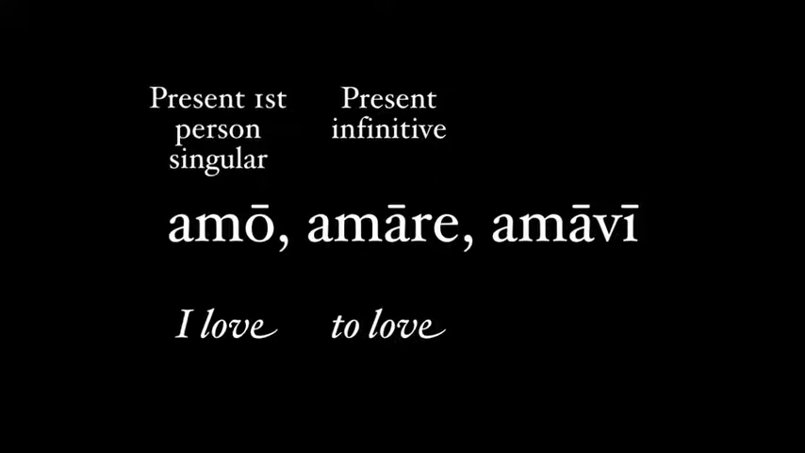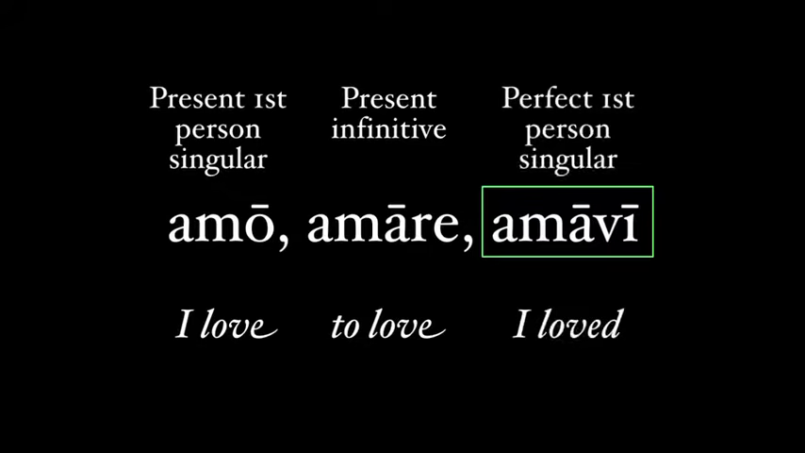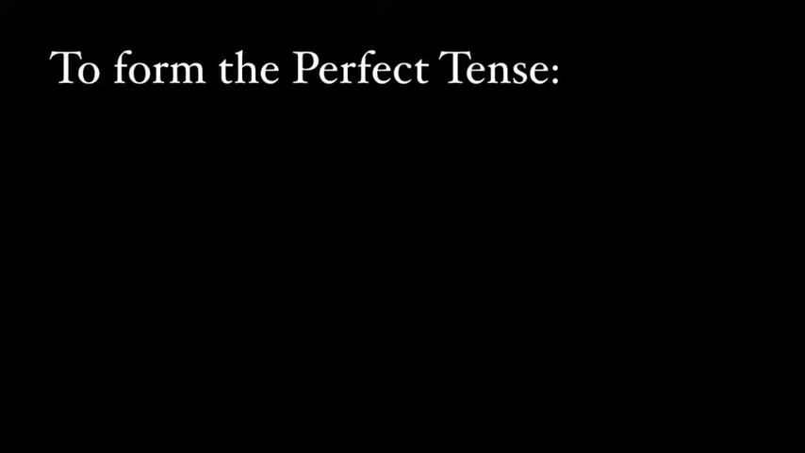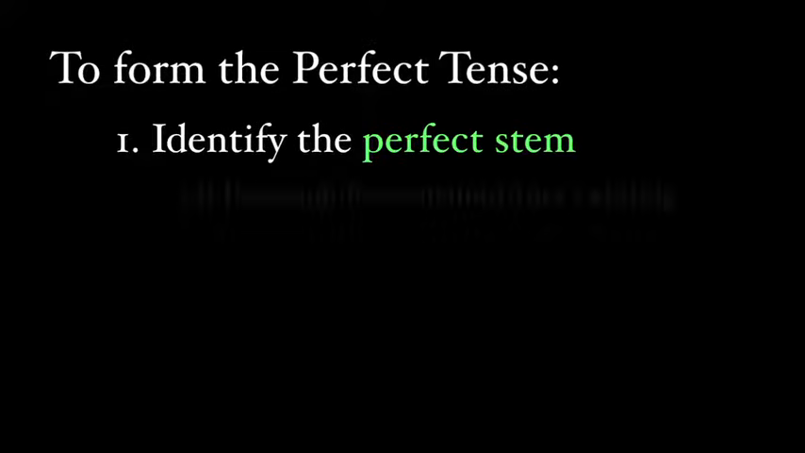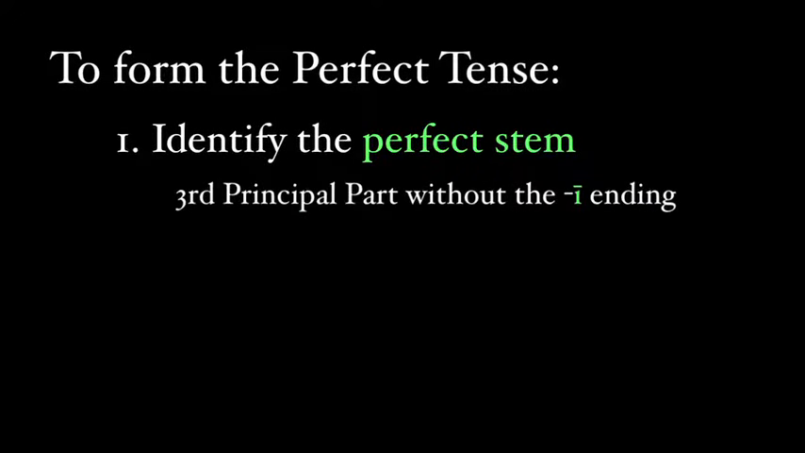Verbs have more than two principal parts, though. The third principal part is the verb's first-person singular, so the "I" form, of the perfect tense. We are going to spend our time with this principal part. The perfect tense is relatively easy to form. We first need to find the perfect stem. This is the third principal part, but without the -ī ending, because this ī is part of the endings. So for amō, amāre, amāvī, the perfect stem is amāv-.